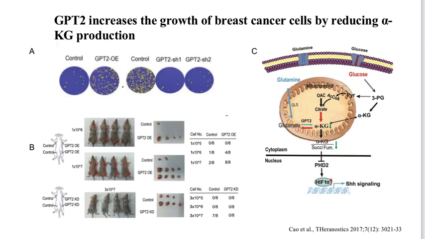The reduction of alpha-KG adjusts the activity of dioxygenases, including PHD2. Therefore, it makes HIF1 alpha hydroxylation reduced and stabilizes the protein level of HIF1 alpha, thereby promoting the growth of breast cancer. From the figure on the left, we can see that colony formation increased significantly after overexpression of GPT2, while after downregulation of GPT2, there is a significant decrease in colony formation. Animal experiments have also obtained similar results.